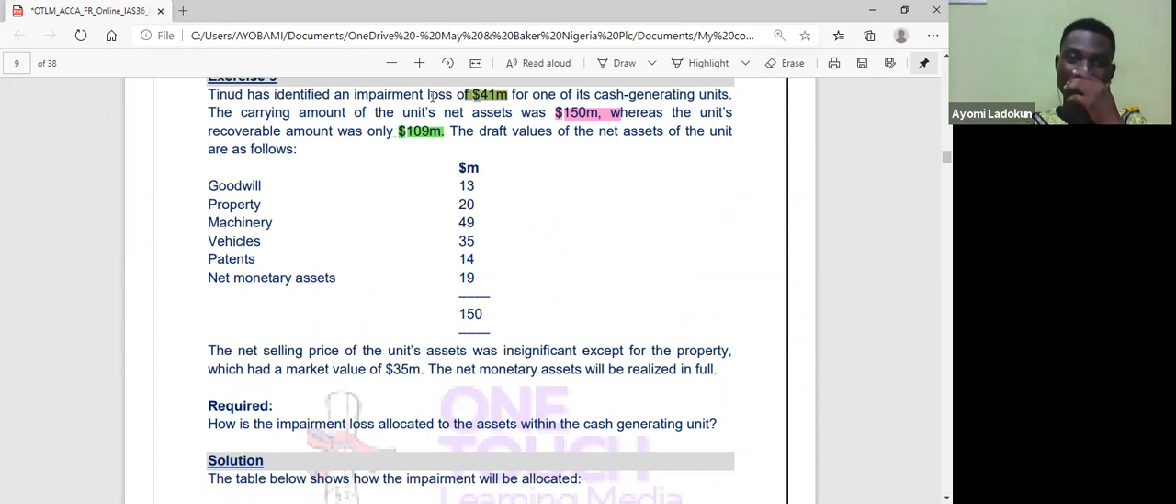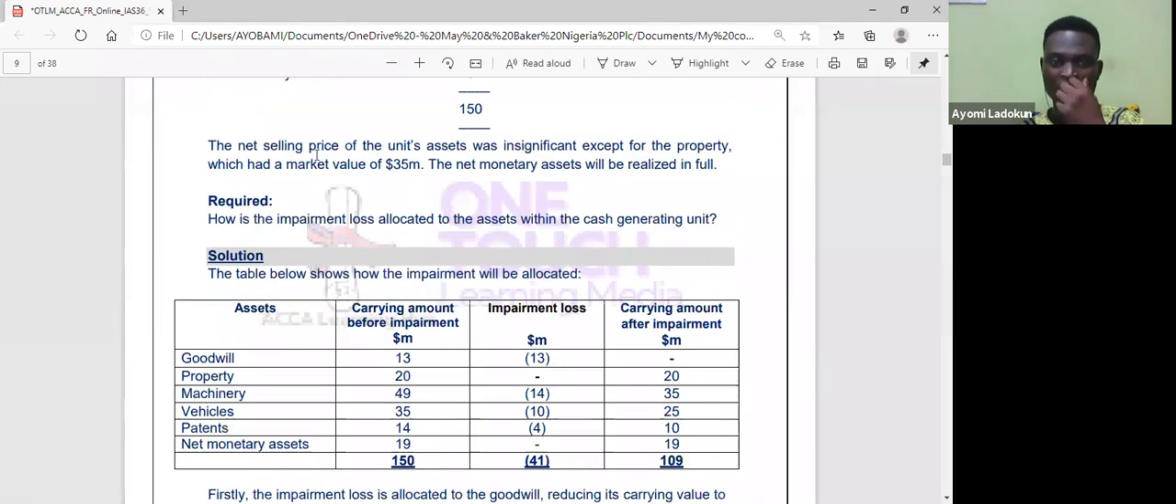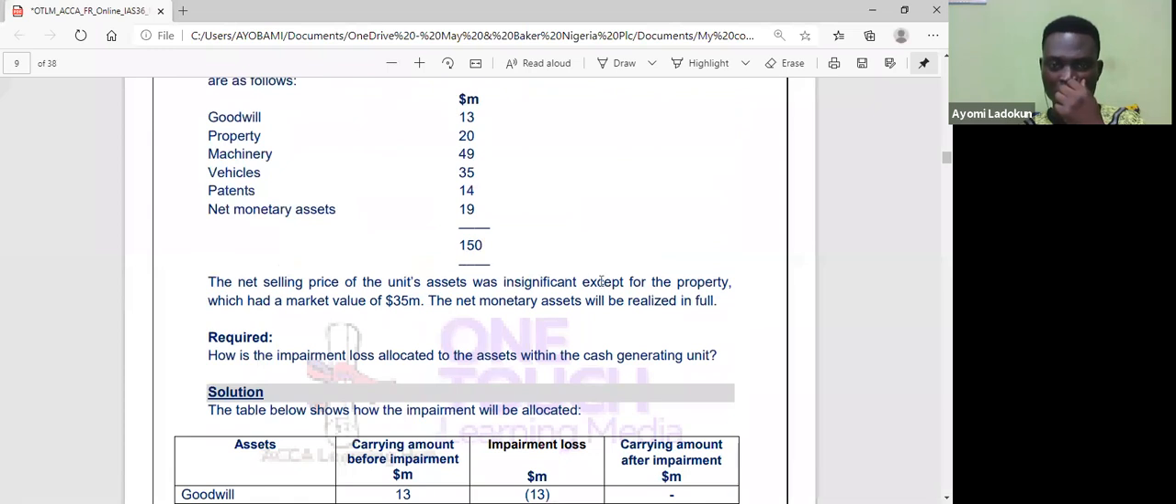It now said the carrying amount of the unit's assets was 150, whereas the unit's recoverable amount is 109. It now said the net selling price of the unit's assets was insignificant, except for property, which had a market value of 35. The net monetary assets are realized in full. How is the impairment loss allocated within the cash generating unit?